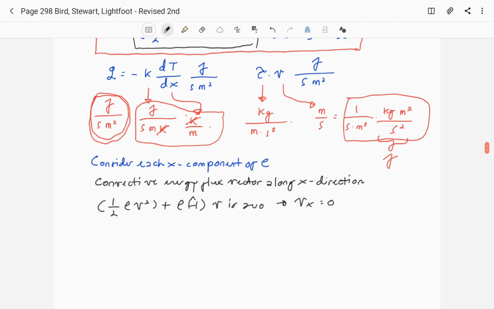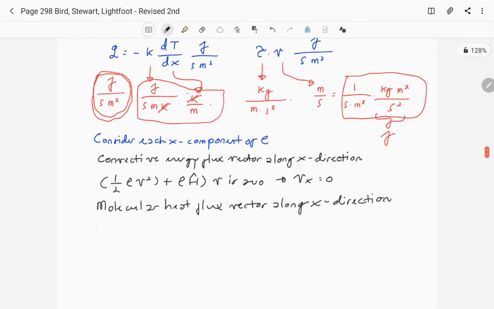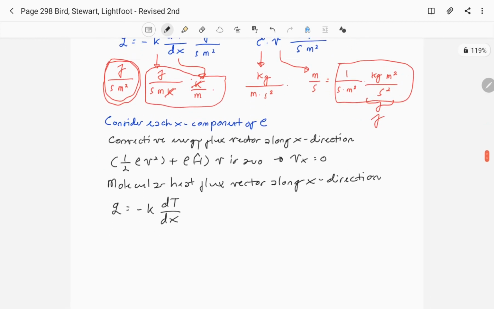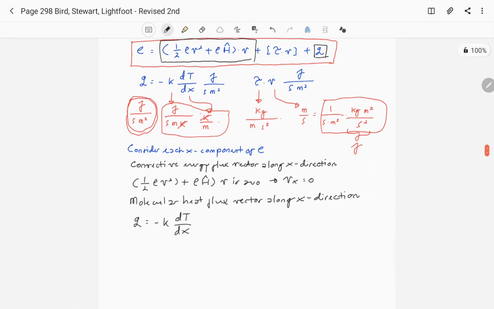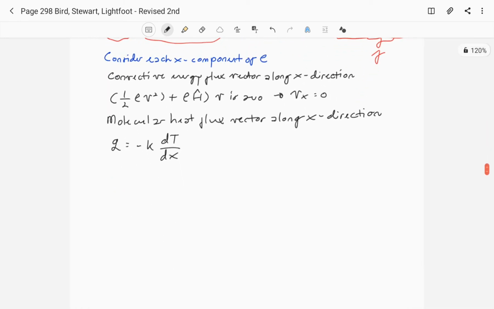Okay, and then the next one will be the molecular heat flux vector along x direction. Okay, so in this particular component, we are interested to find the q component, or in here is the q. Okay, so what we check in here is that we now have this component in here.